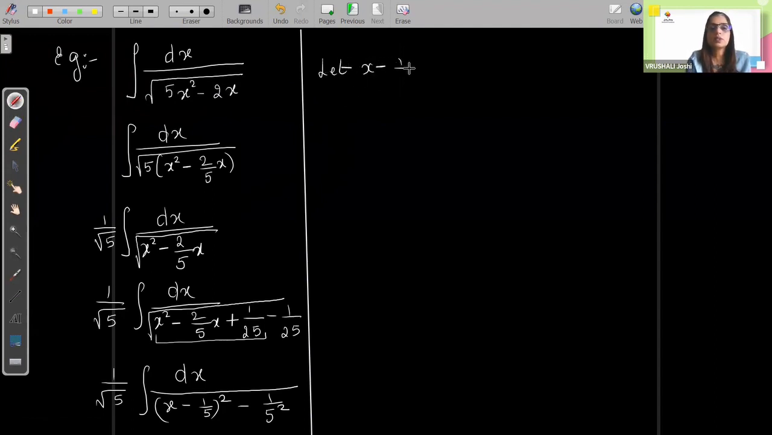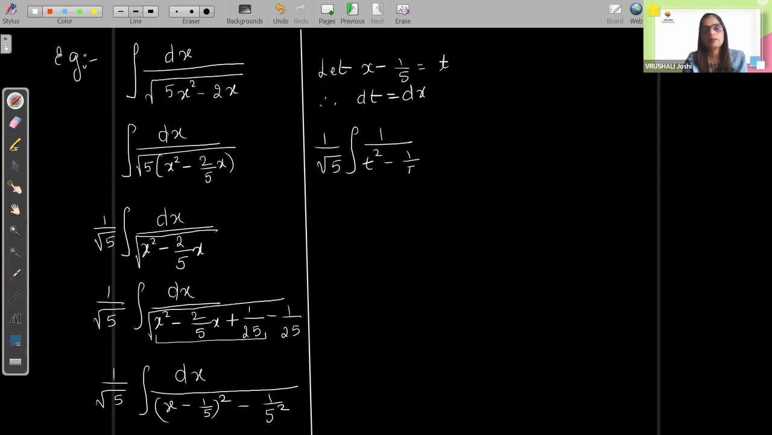let x minus 1/5 equals t. So therefore what? Therefore dt equals dx. अब तो बच्चों का काम हो गया, हमारे लिए पता है हमको क्या करना है. करेक्ट. तो नाउ सब्स्टिट्यूट करो. 1/√5 integration of 1 इसको क्या लिखेंगे, t square minus 1/5 square dt. परफेक्ट. अब फॉर्मूला बताने की जरूरत है.